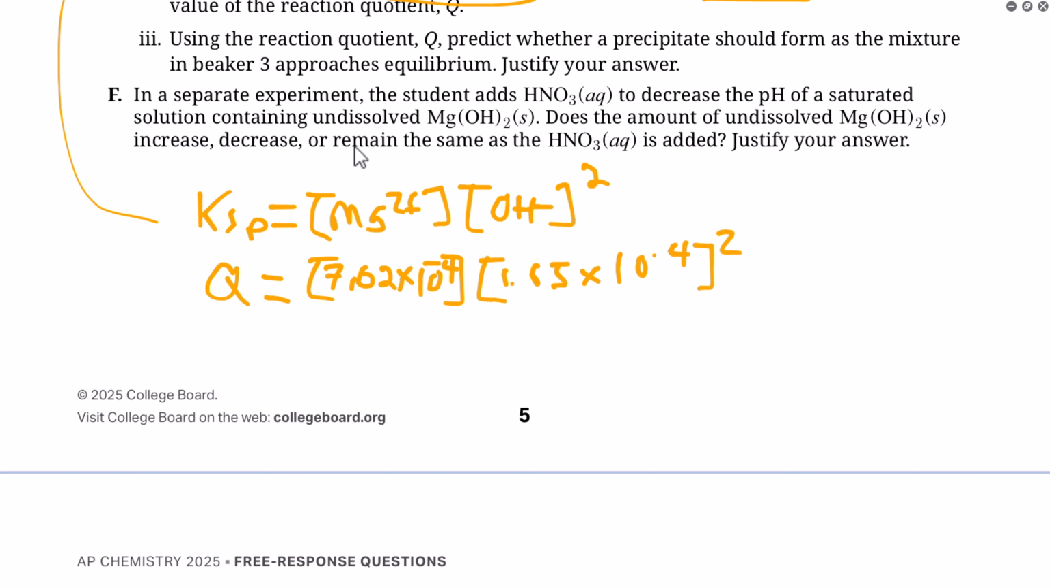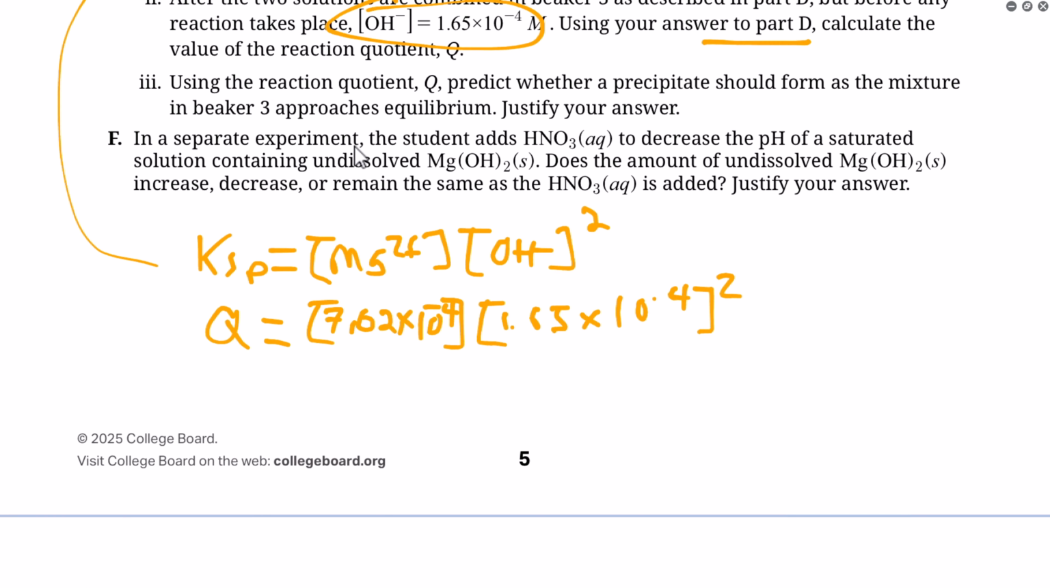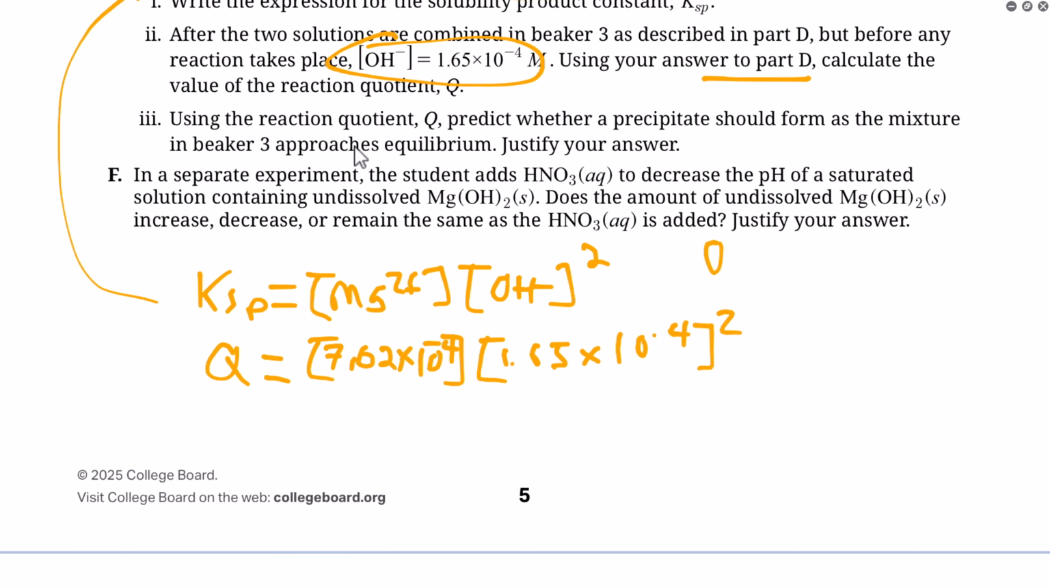And then what we're going to do is we're going to quantitatively go ahead and solve for Q. So let's plug that into our calculator. So we're going to take 1.65 times 10 to the negative fourth. We are going to square that. Then we're going to multiply that by 7.62 times 10 to the negative fourth. And I get a value that is 2.07 times 10 to the negative 11th. Okay, so there's our value for the reaction quotient Q.